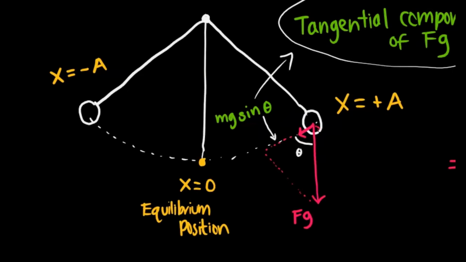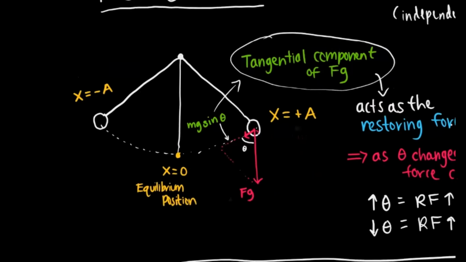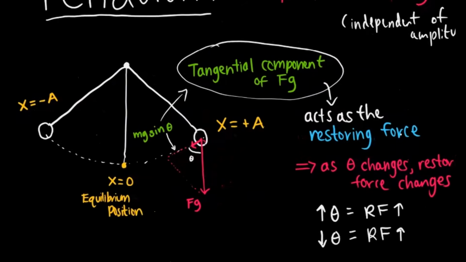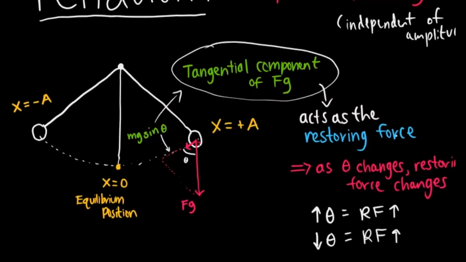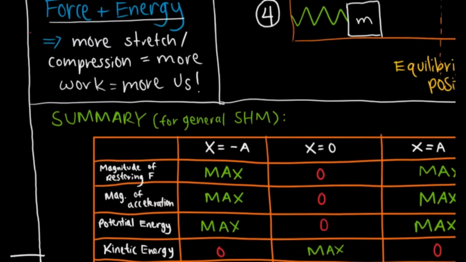It's not going to stop there, because there's conservation of energy, right? So it's going to go from its maximum amplitude position to its maximum negative amplitude position. And as you increase the angle of release, the initial release position, that's always going to affect the mg sine theta for the tangential component of Fg, and therefore your restoring force is also going to change.